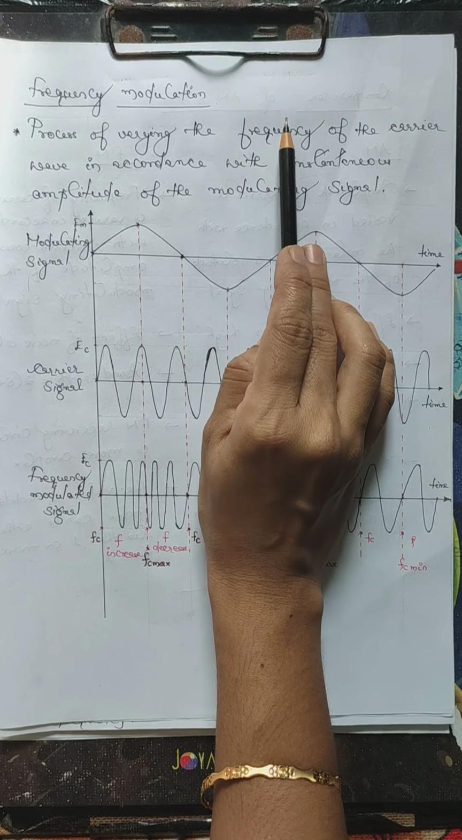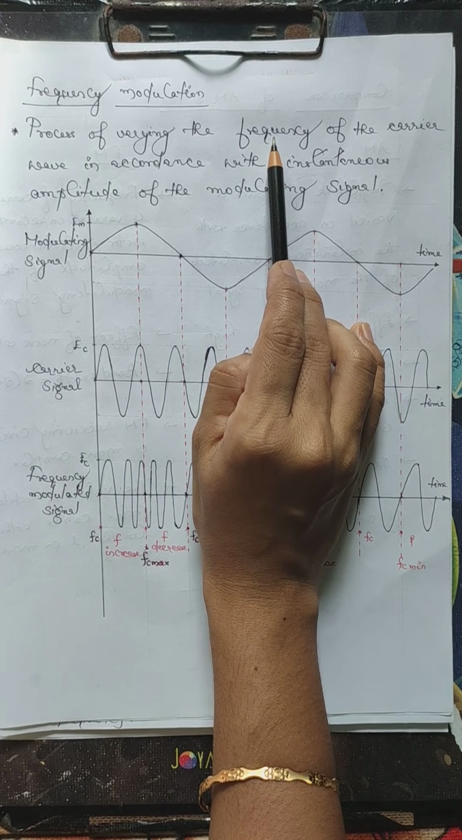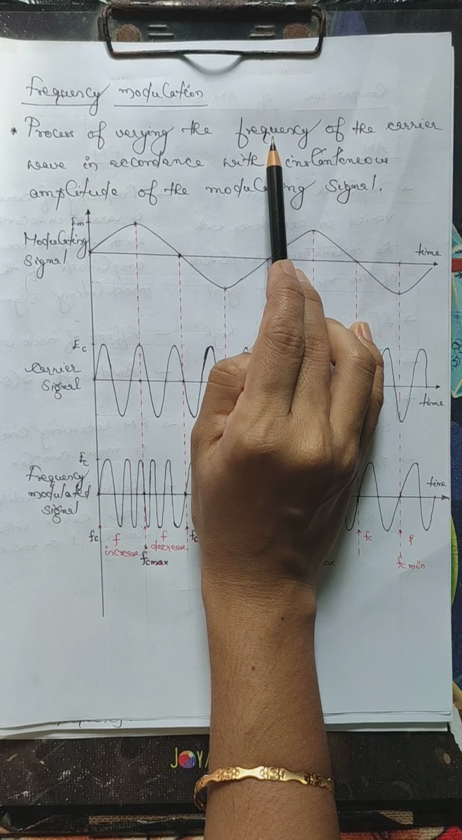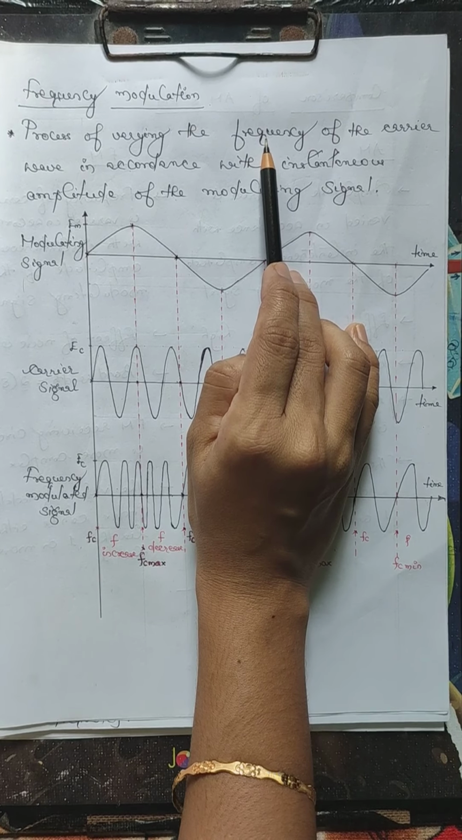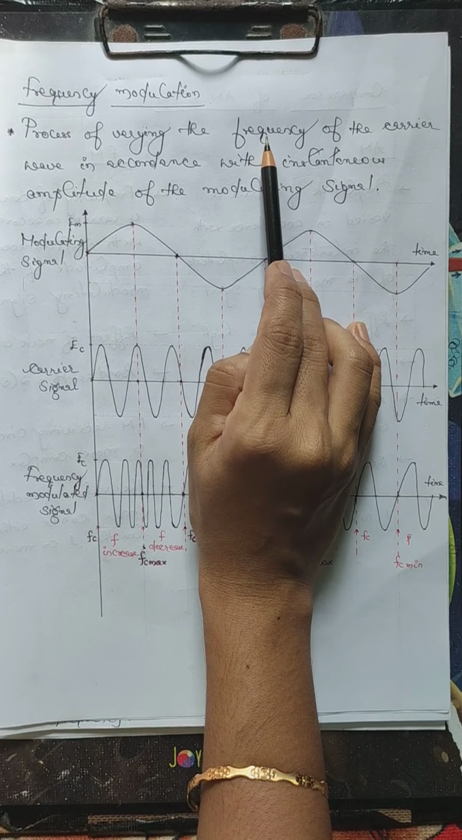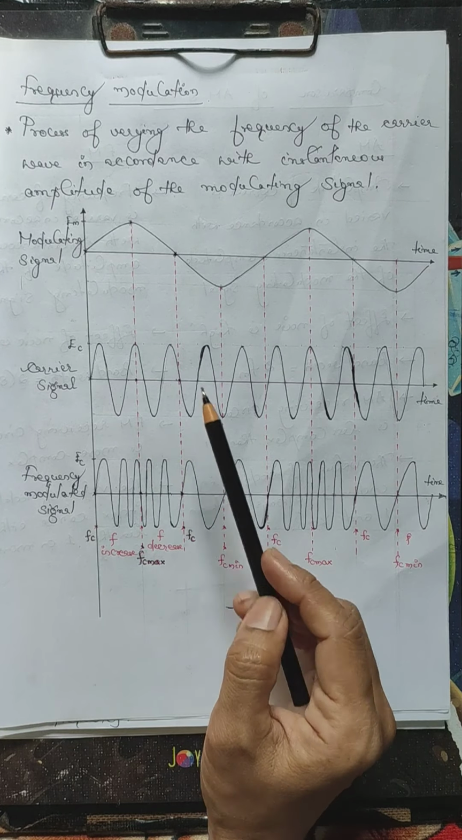Only the frequency of the carrier wave will be varied, and there will not be any change to the amplitude of the carrier wave. Amplitude of the carrier will remain constant. Only the frequency will change. So now let us see the waveform for frequency modulation.